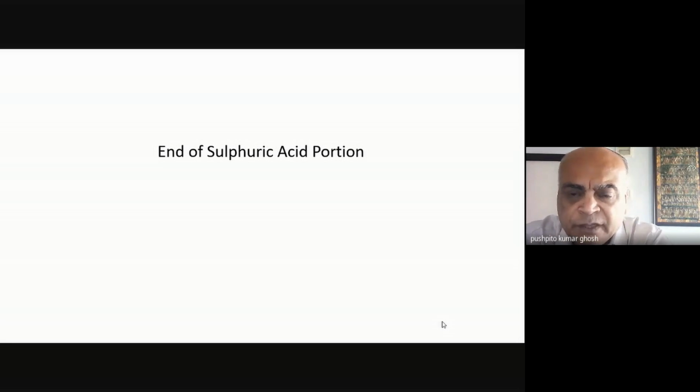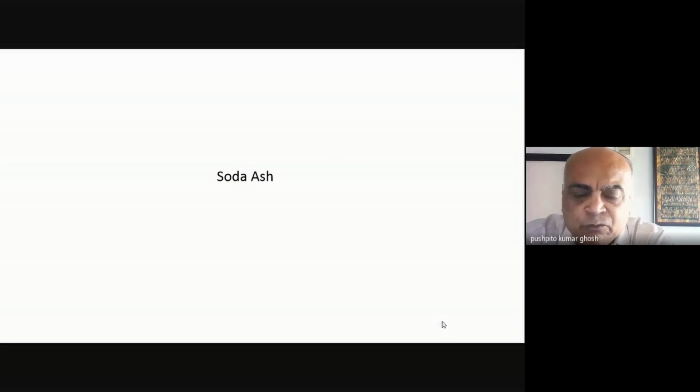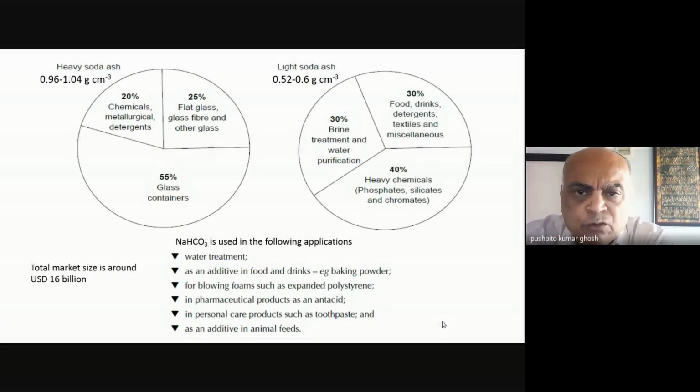We will start with the next topic, just to introduce it, and that will be soda ash. Just like you found that sulfuric acid is a huge commodity chemical, so is soda ash. Just to give you an idea, I just found this data. The 2019 market size was about $16 billion. That's the global market for soda ash.